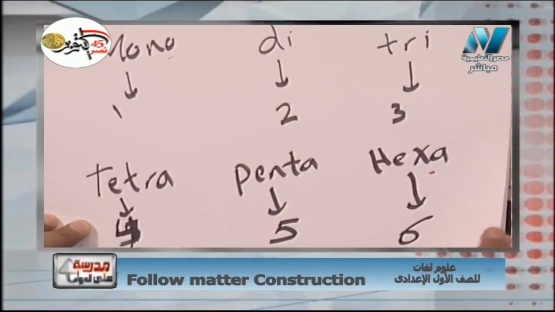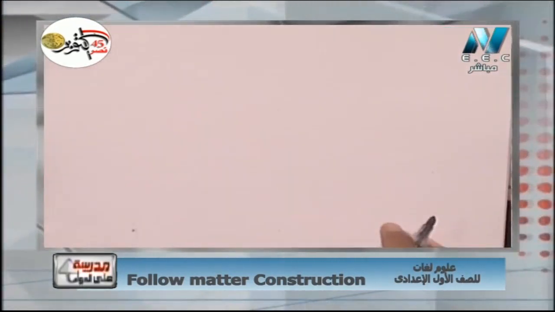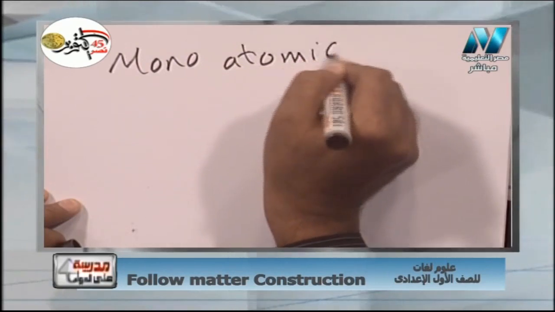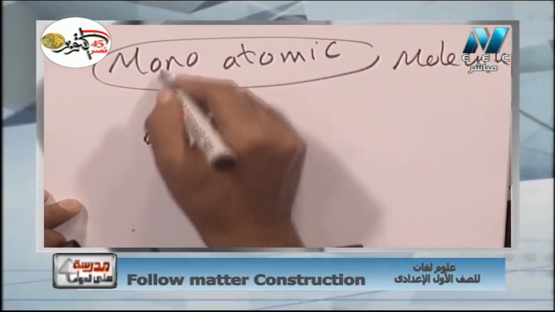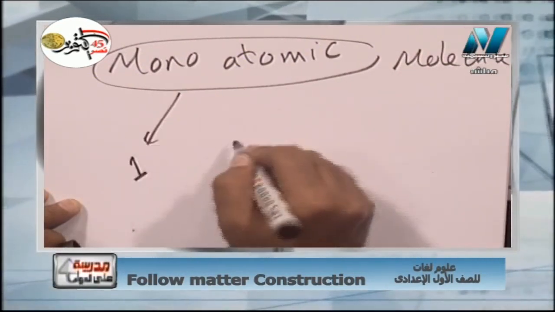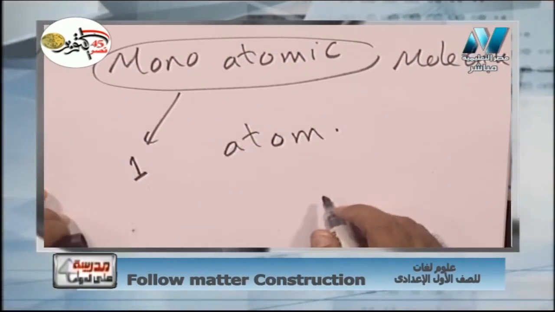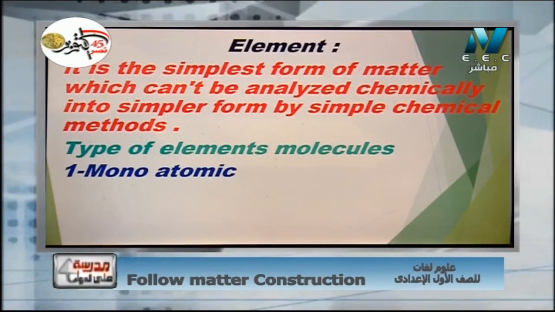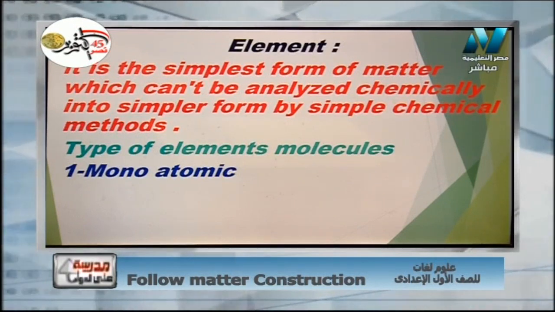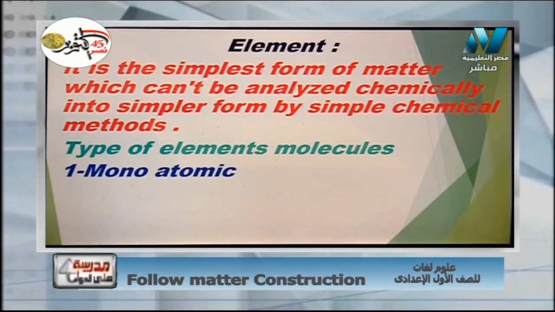So, what's meant by monoatomic? It means that this molecule consists of one. Mono means one what? One atom. First, we can see some elements whose molecule consists of just one atom. One atom means that it can't share, give, or lose electrons, as we are going to see next time, but it consists of just one atom.